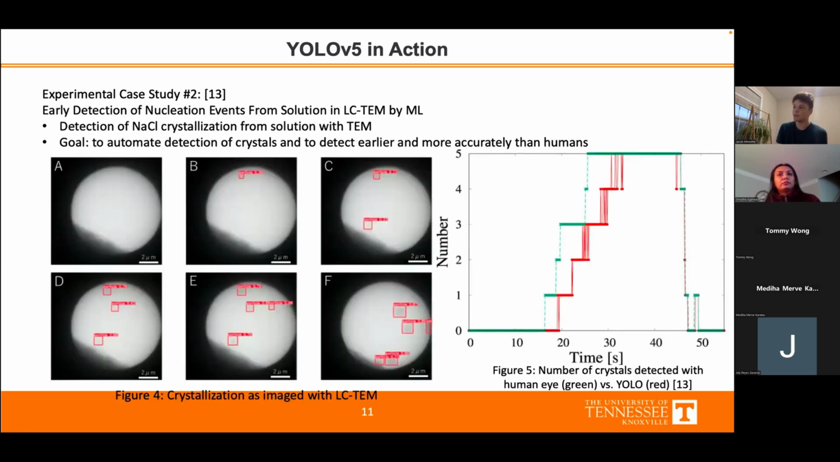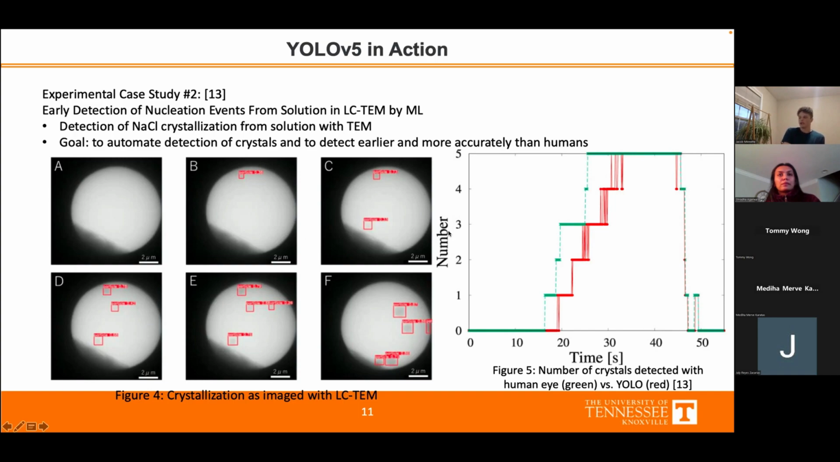This case study is a lot more relevant for this class. This is actually using a liquid cell transmission electron microscope. What the group was trying to do was, they had a solution of sodium chloride in water, and they were trying to find what different parameters, what different environments, induce crystallization within the sample. So they're looking for sodium chloride crystals within the solution, from the starting configuration, where nothing is present, until these crystals begin to form and eventually continue to grow.